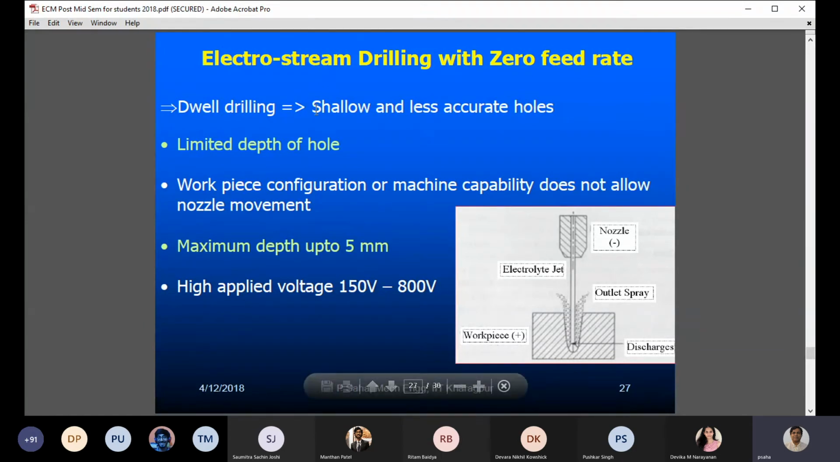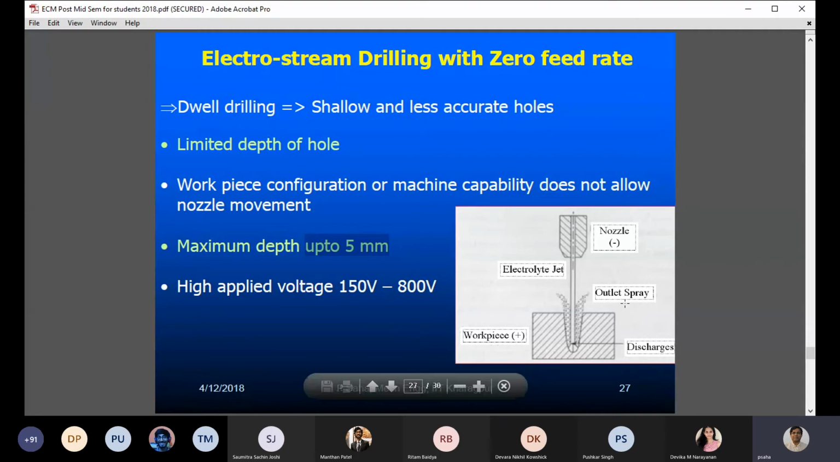Now, this kind of static arrangement can create shallow holes which are less accurate. Also, the depth of the hole is limited to a certain distance. Workpiece configurations and machine capability do not allow nozzle movement over here, so typically this is restricted up to 5 millimeter.